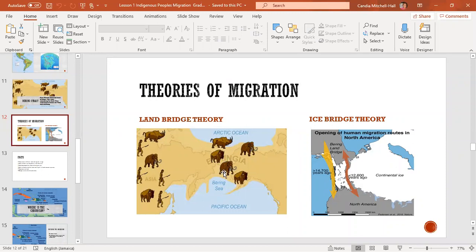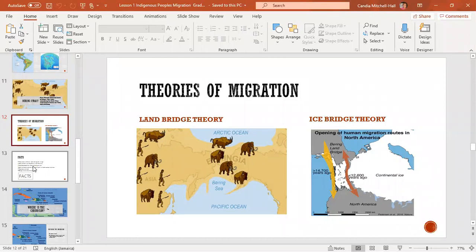Now, the land bridge theory argues that what is now the Bering Strait was a piece of land. While the ice bridge theory says that the area was not a piece of land. It was the sea that would have turned to ice. And that's how they would have crossed from this area in Asia into North America.